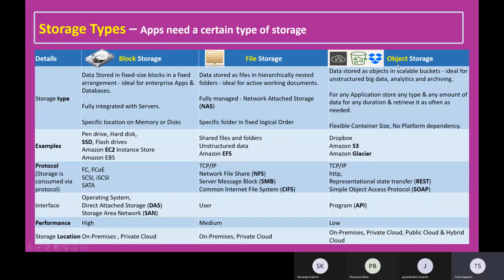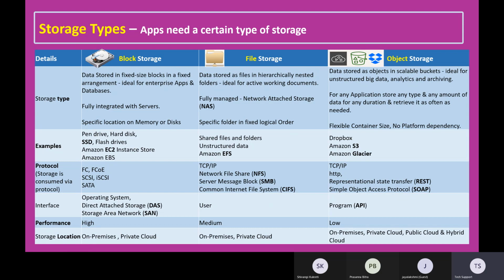And object storage. Most of the time we use object storage in the cloud environment. The best examples for object storage are Dropbox, OneDrive, and Google Drive. These are all object storages. Data is stored as objects in scalable buckets. That's why I put the icon as a bucket, a scalable bucket, ideal for unstructured big data analytics and archiving. Archiving is nothing but all the previous, old data, which we consider archive data.